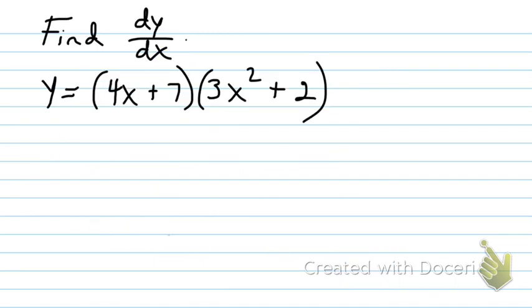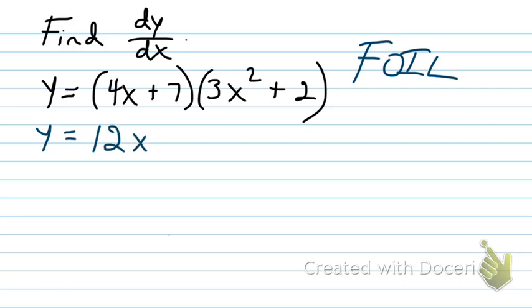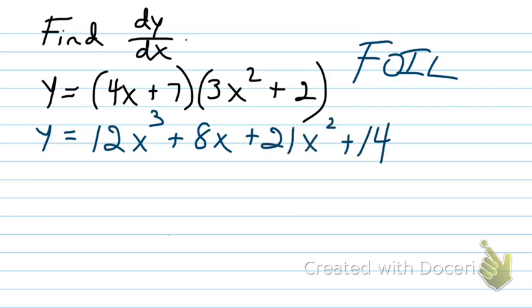Okay, another one. Now, of course, we could find this derivative using the product rule, and surely that's how I've shown it in class and on Blackboard. But there is another way. Before we differentiate, we could use FOIL to rewrite the function and say that this function would be 12x cubed plus 8x for the outers plus 21x squared for the inners and 14 for the last.